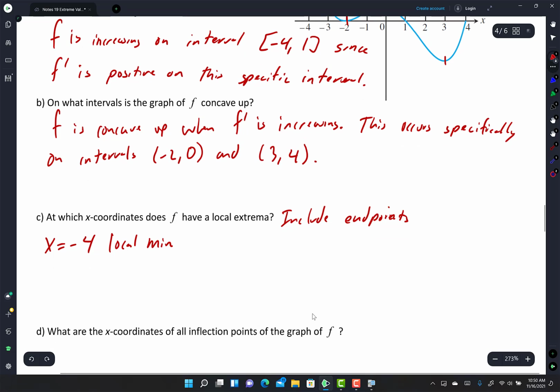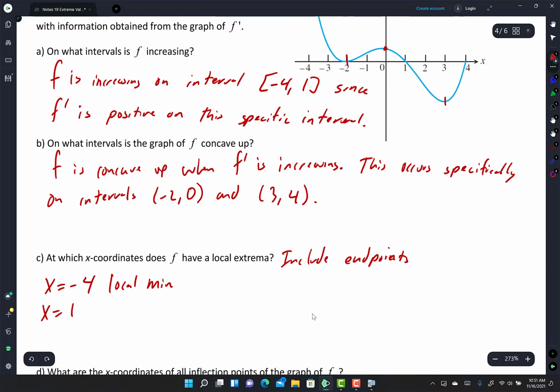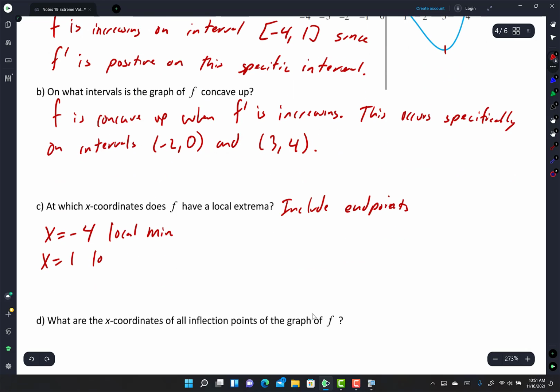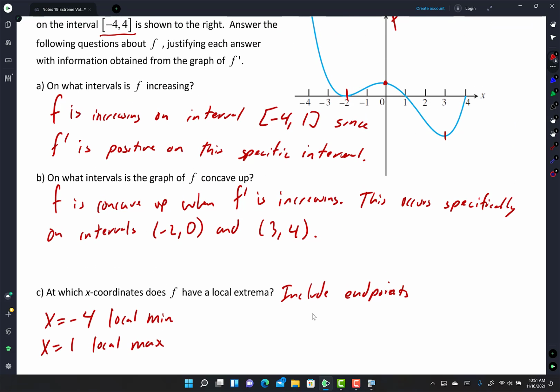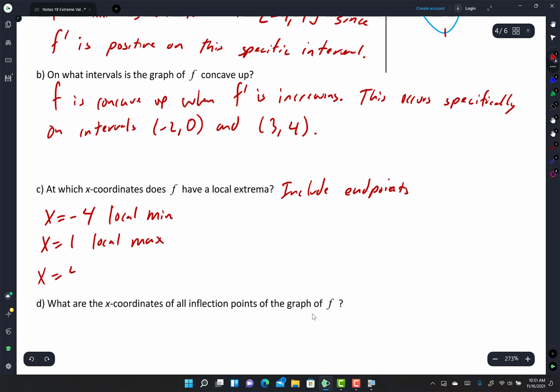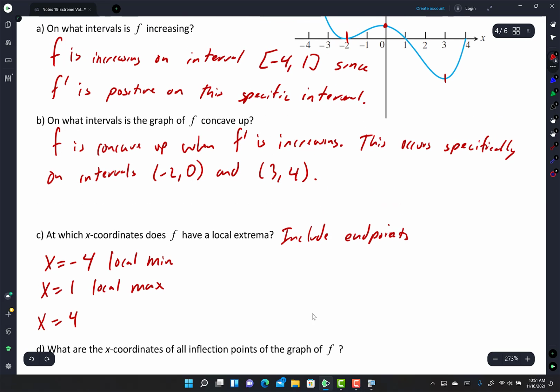Then at 1, is it a max or min? It's going from positive to negative, so it's a local max. And then at 4, max or min? If we assume it continues, it's negative between 1 and 4, so you're going to keep going down, down, down. And then right at 4, you have a horizontal tangent. Min.